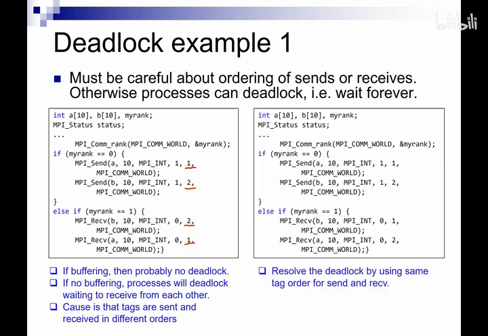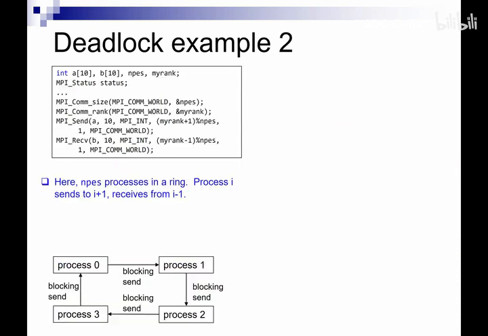Okay, so in order to fix this, it's very easy. All I need to do is make sure that I send and receive in the same order of the tags. So if I send tag 1 first, then the other process should try to receive tag 1 first. And then I'll send tag 2, and then he receives tag 2. Okay, so that's one example.